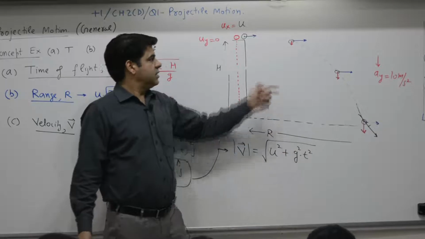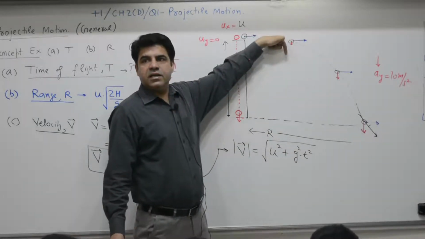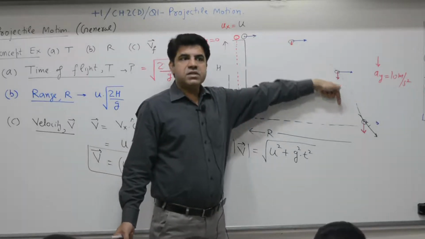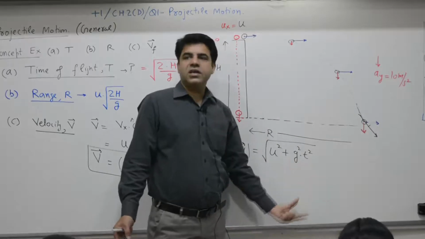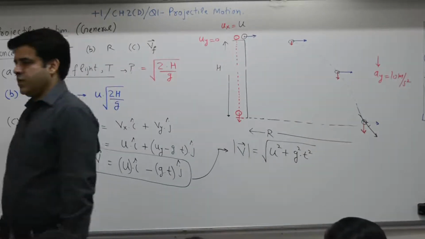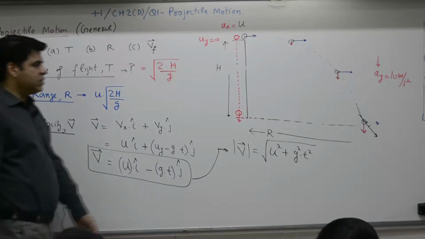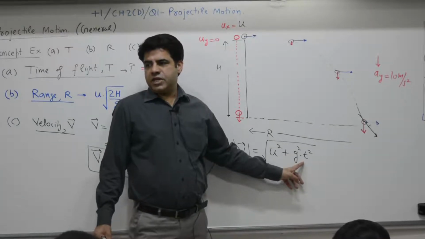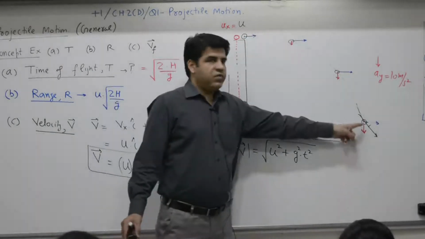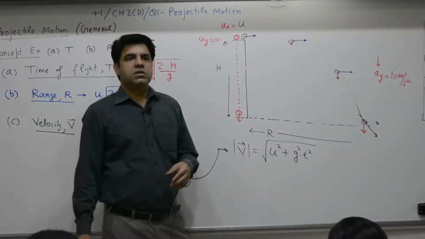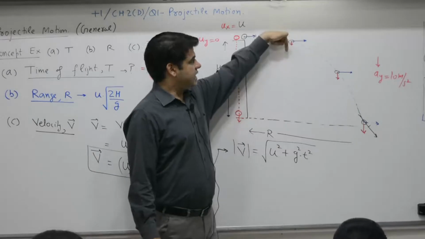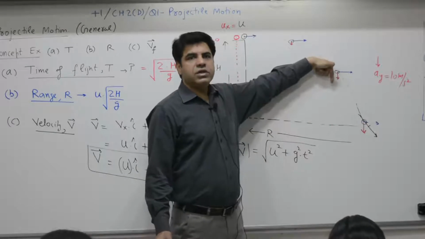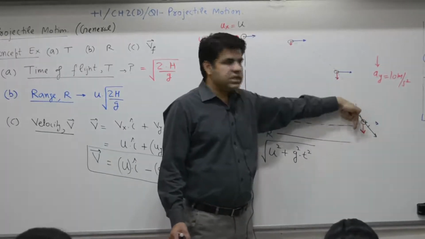After 1 second, this is 30, this is 10. After 1 second, the vertical component is how much? 10. After 2 seconds, the vertical component is 20. After 3 seconds, it is 30. The vertical component will change with time. Final velocity: how do you find it? Put t is equal to capital T, the total time of flight. In competition questions, what is the velocity after 1 second? 30i minus 10j. After 2 seconds, 30i minus 20j. After 3 seconds, 30i minus 30j.